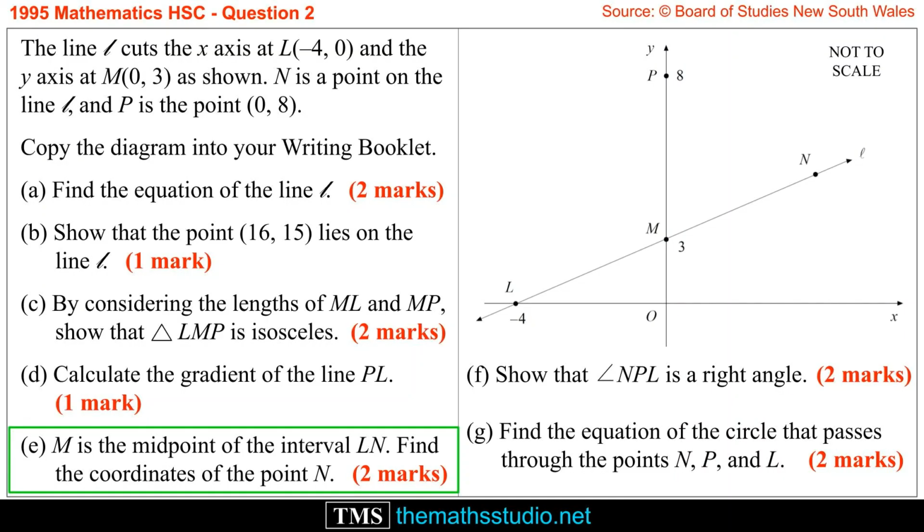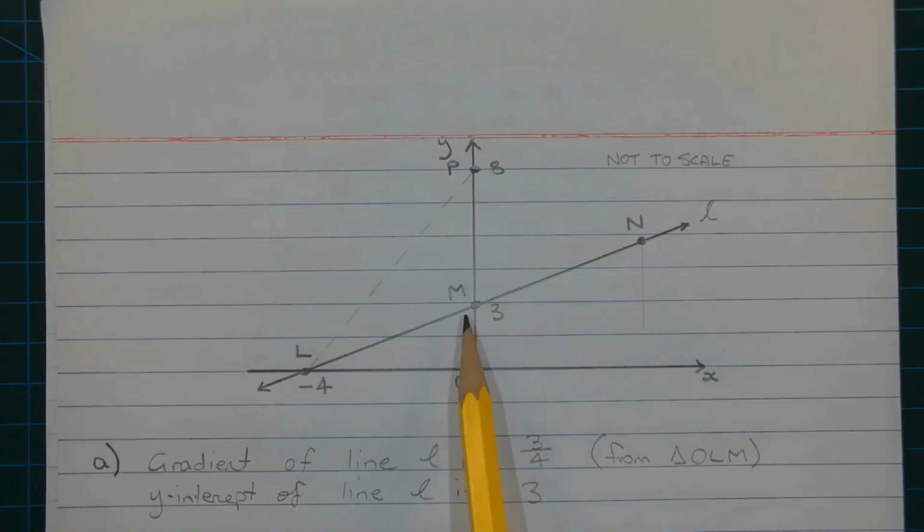Part E. M is the midpoint of the interval LN. Find the coordinates of the point N. It is given that M is the midpoint of the interval LN. This means the horizontal distance from L to M is equal to the horizontal distance from M to N, and the vertical distance from L to M is equal to the vertical distance from M to N.